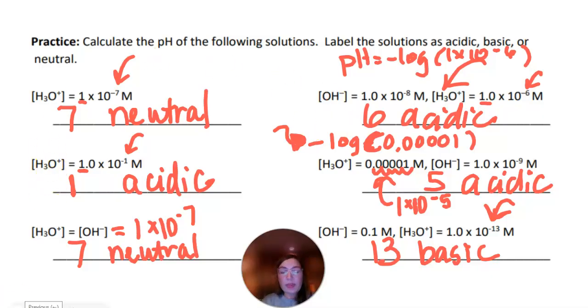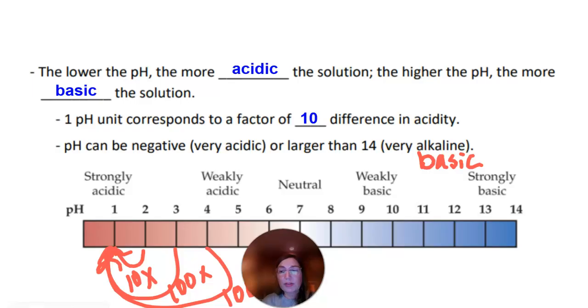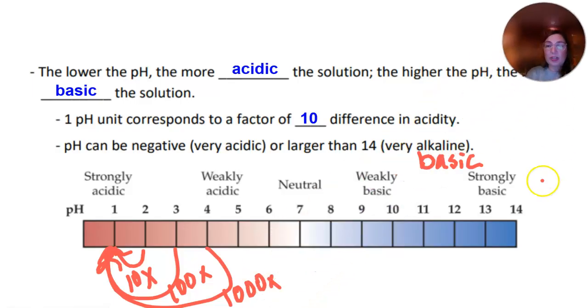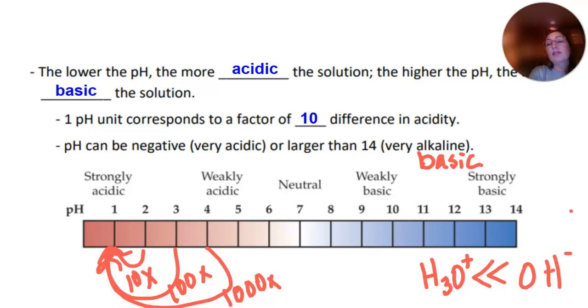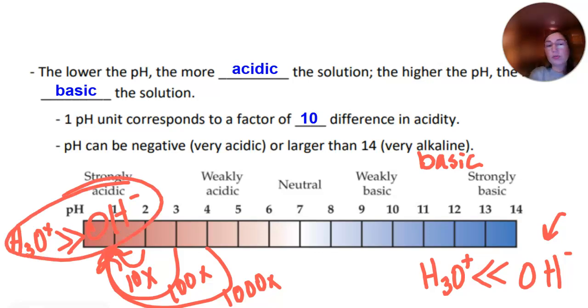You know what? I'm thinking there's one thing on this last slide I wanted to mention, so I'm going to do it right now. When we are at the basic end of the spectrum, that means that H3O plus concentration is really low and it's much, much less than hydroxide ion concentration. So hydroxide is high when it's basic. And it's the opposite over here when it's acidic. H3O plus is really high, and that's much, much greater than OH minus or hydroxide ion concentration when it's acidic.